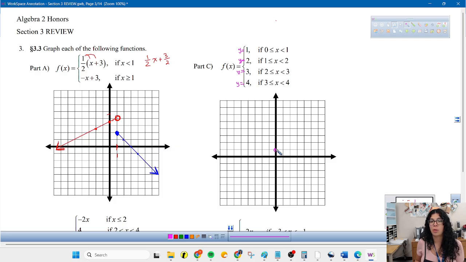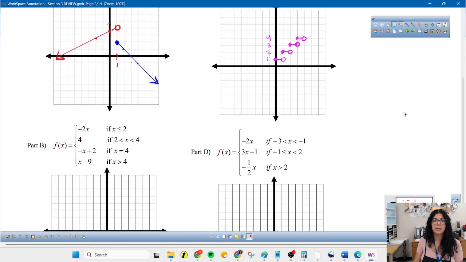Okay, so closed on 0, open on 1. Then I'm using y equals 2 between 1 and 2, closed on 1, open on 2. Then I'm using the y equals 3 from 2 to 3, closed on 2, open on 3. And I'm using the equation y equals 4, horizontal line on 4, from 3 to 4, closed on 3, open on 4.